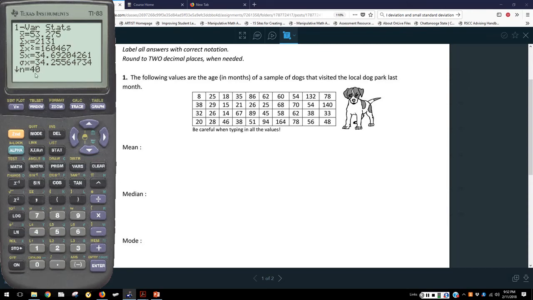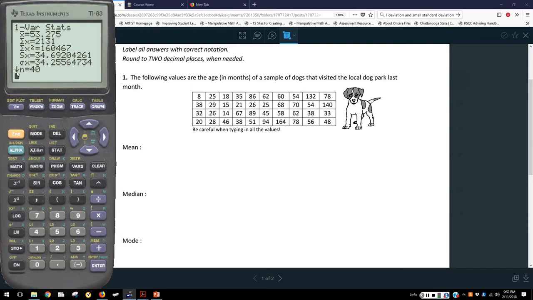So if you were to take 2131 and divide it by 40, you would see that that is in fact the correct mean. The calculator actually also calculates the median, but it isn't on this screen.